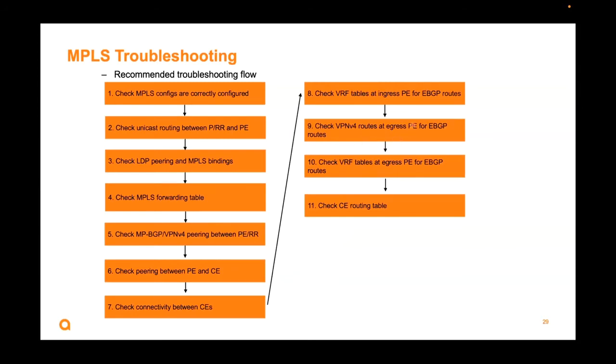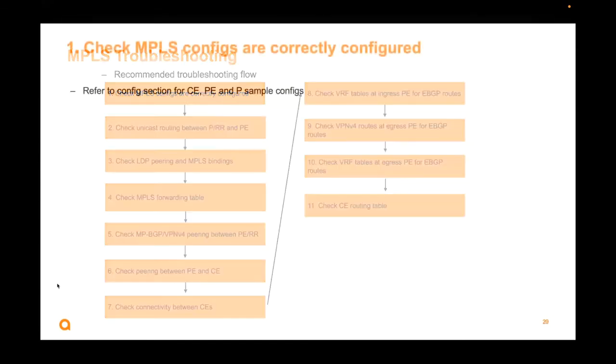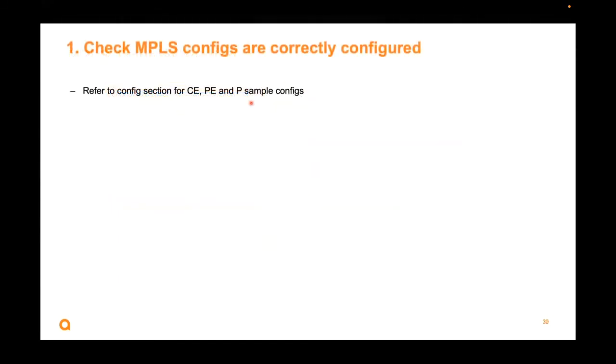Check the VPNv4 route at the egress. So you start at the ingress, and then you move on to the egress PE. You check the VPNv4, you check the VRF tables. Finally, check CE. I mentioned the sample config, so refer to that.